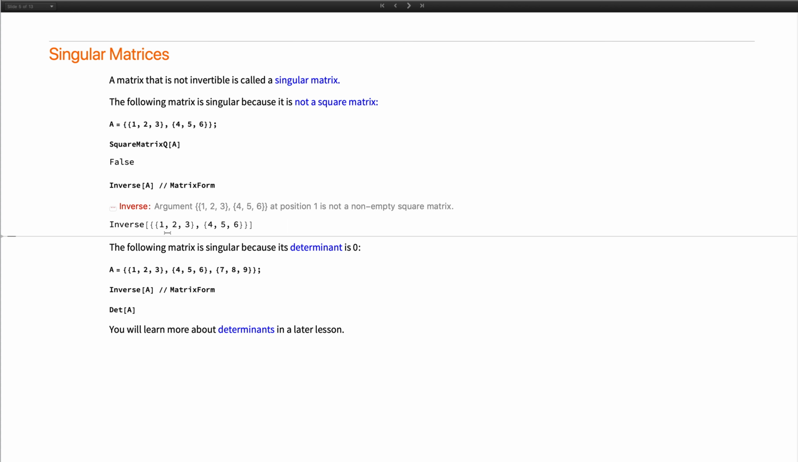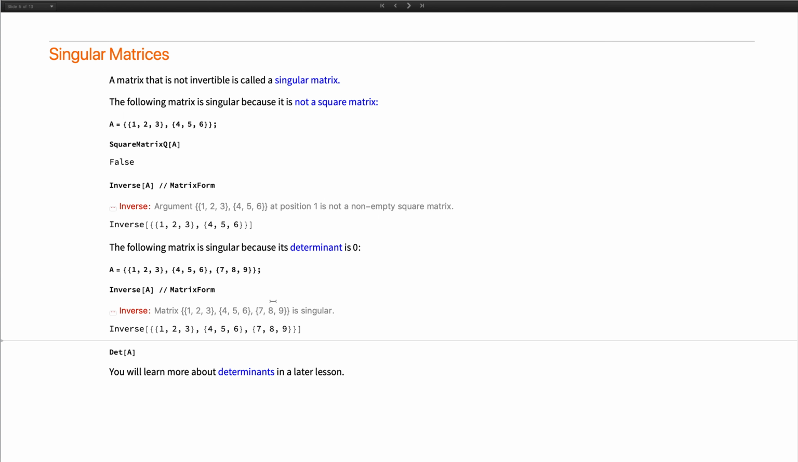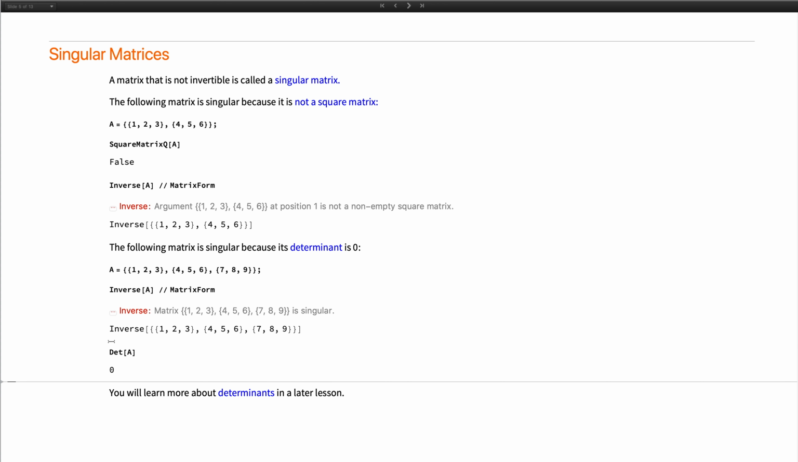Another way you can have a singular matrix is if the so-called determinant of the matrix is 0. Here you have a 3 by 3 matrix. It's certainly square, but if you try to find the inverse, you get a complaint saying that this is singular, and that's because the determinant, which is Det here, is 0. What that means will become clear later on, but the main point is that the determinant is a number that determines whether the matrix has an inverse or not. We'll talk about these determinants in more detail in a later lesson.